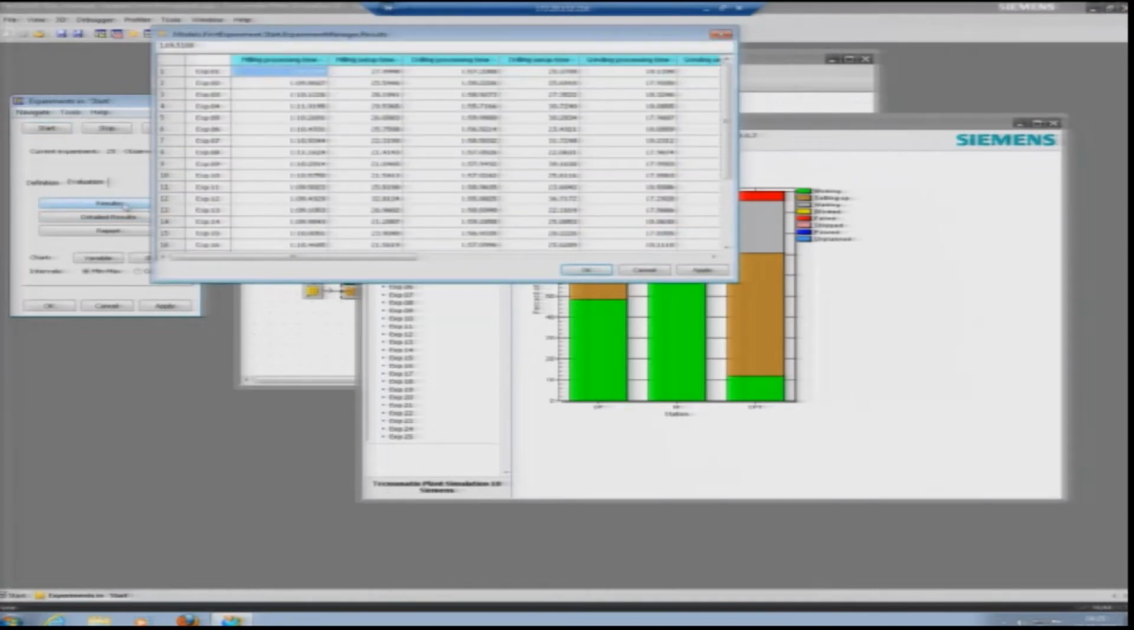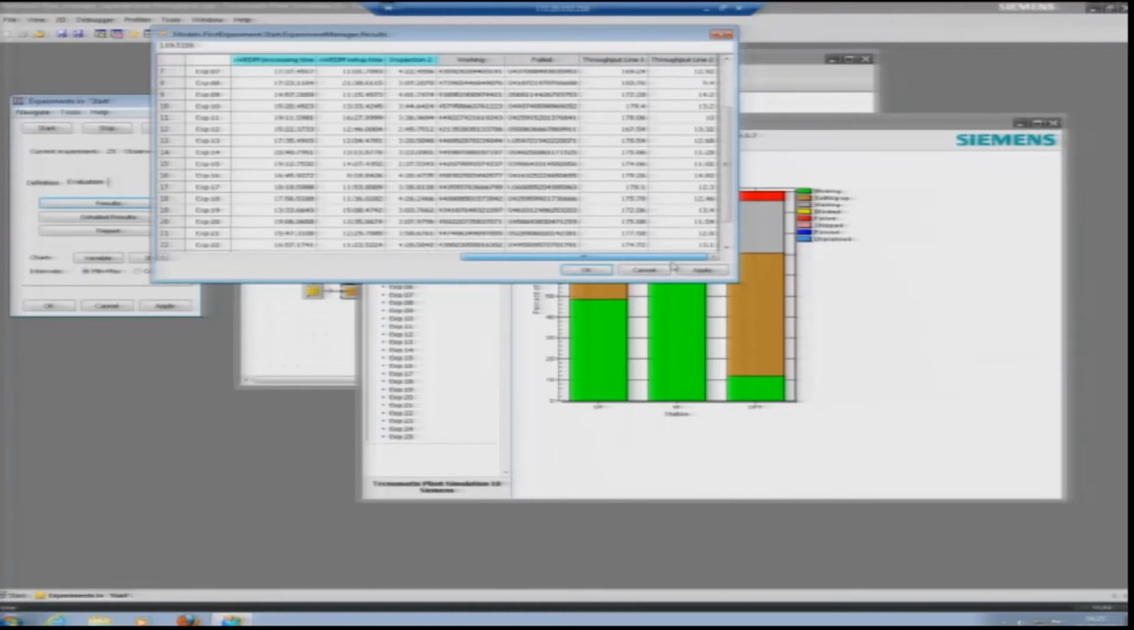So, the results could be obtained here as well. This is the throughput for line 1, and throughput for line 2 for each experiment after running 50 simulations, 50 runs.